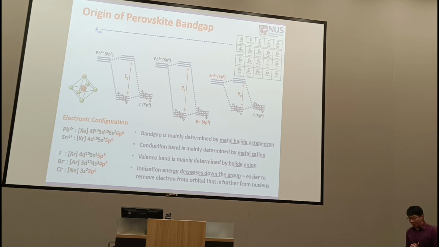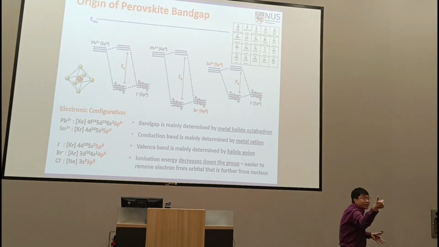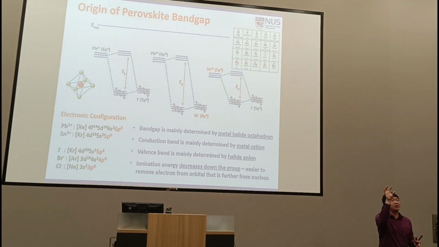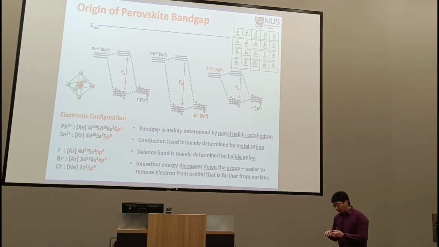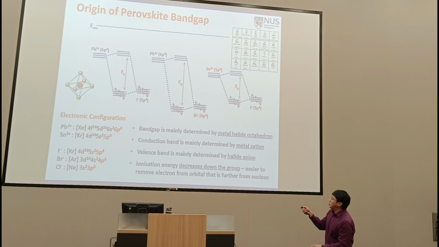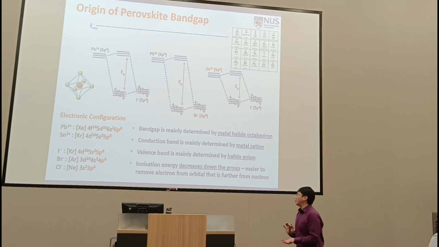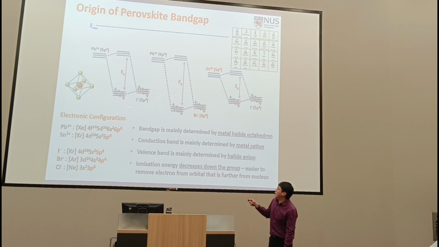Perovskite bandgap. We were saying that this Perovskite bandgap is determined by what? The octahedron. So the octahedron has the halide and the center divalent cation. So why is it that when I change this, the bandgap changes? You can look at this energy diagram here, and you can probably figure it out. Let's take the example of this lead halide perovskite.